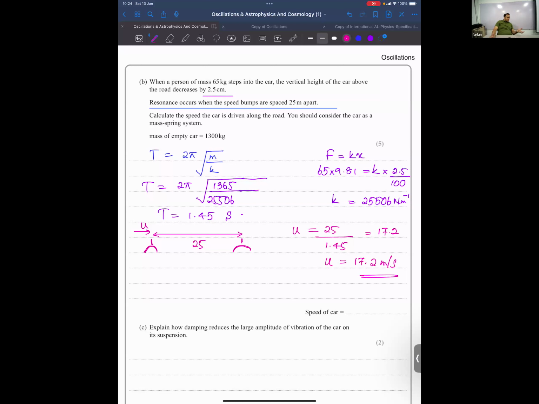Okay, so what is resonance? It has a natural time period of 1.45 seconds. If you are also giving it that tap once in 1.45 seconds, that means your tapping frequency is equal to its natural frequency. That is what you call resonance. So if it is happening at 25 meters apart, the time taken for the car to move from here to here should be exactly 1.45 seconds. Got it? The natural time period of the spring, the time taken for one complete oscillation, which is 1.45 seconds, should be the time taken for the car to move from one bump to the other bump.